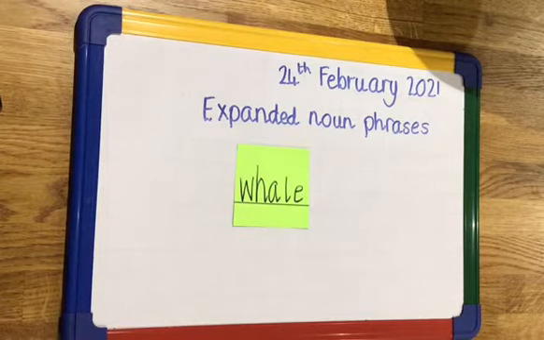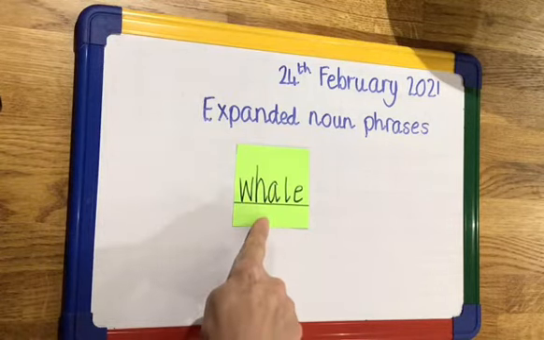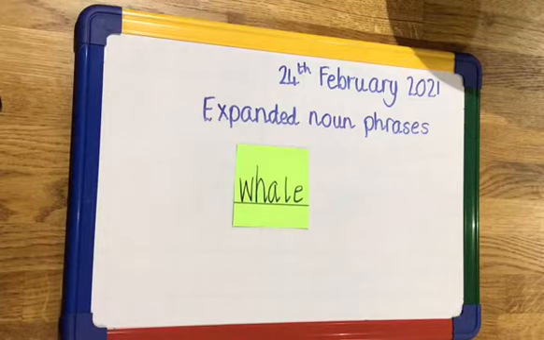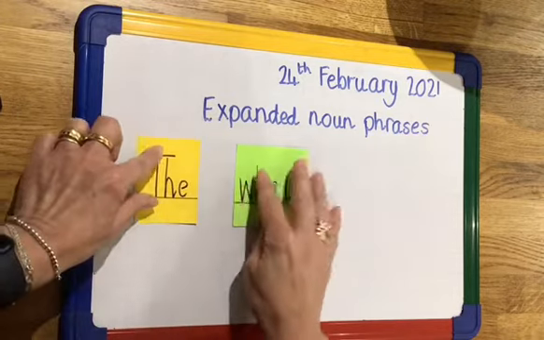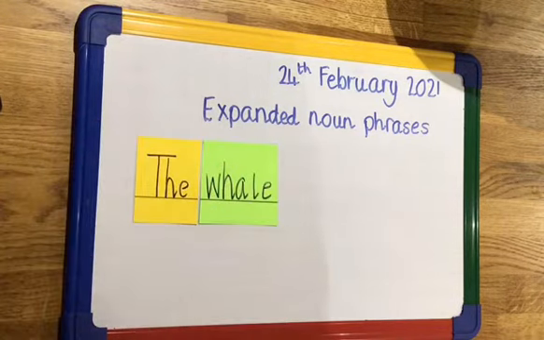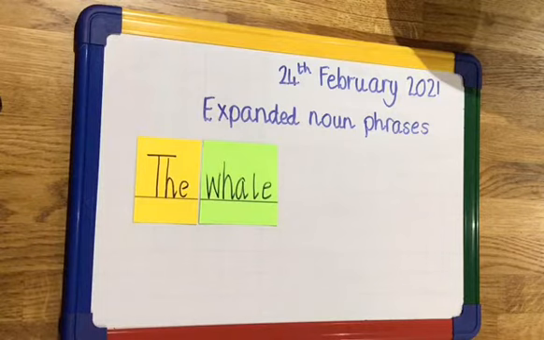So here you have a word. It's the word whale, and we know whale is a noun because it's an animal, so it comes in the group of person, place or thing. To create a noun phrase, I just simply pop the in front of it. So now, the whale is my noun phrase. So this is a noun phrase.